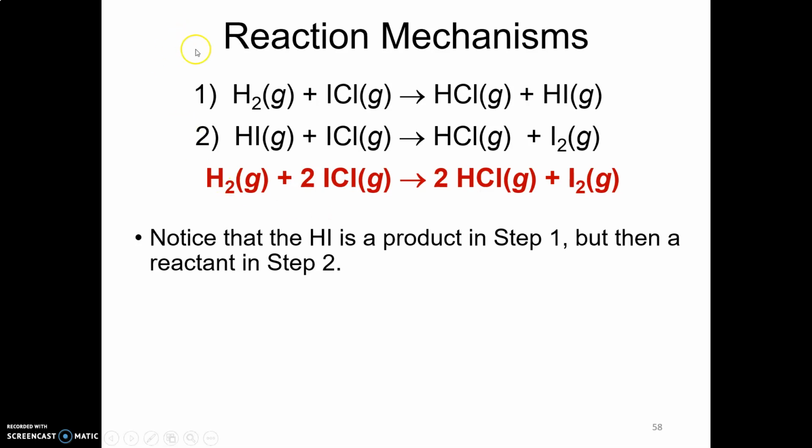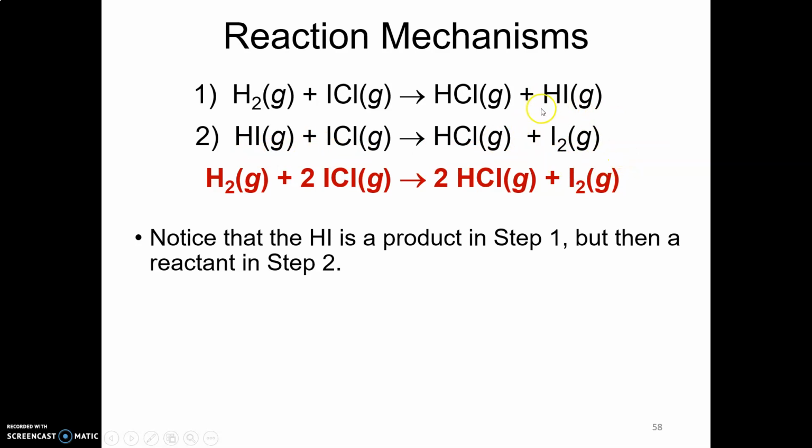And in fact, here is the mechanism. It happens in 2 steps. What happens is the hydrogen reacts with one of the ICl. Hydrogen reacts with Cl to make HCl. The other hydrogen reacts with iodine to make HI. But notice HI does not appear as a product, because we're then going to take that HI and react it with the other ICl. H reacts with Cl to make another HCl, and I reacts with I to make our iodine.